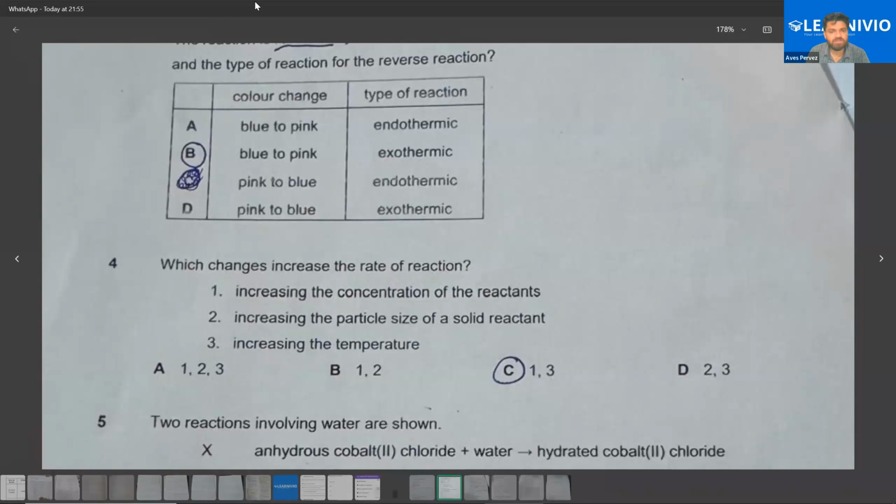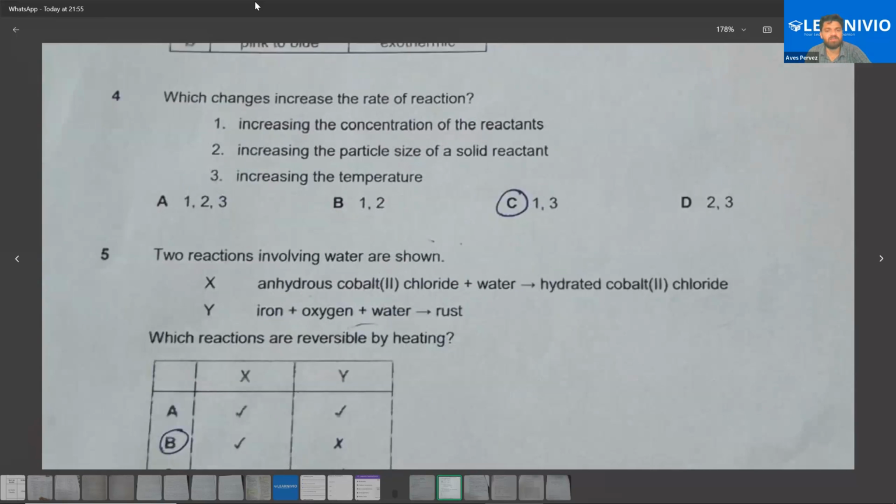The increase in concentration of the reactant, increase in the particle size. Which of the following will increase the rate of reaction? Increasing the particle size of the solid reactant is not correct. If you decrease the particle size, then it will react faster.